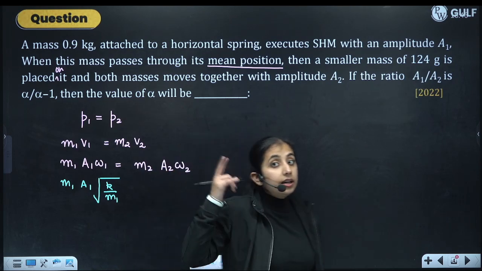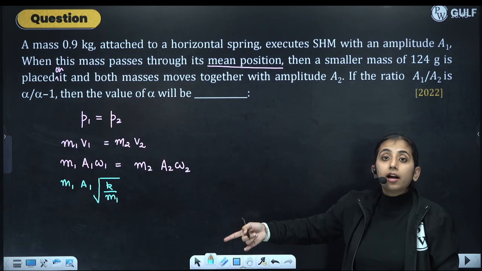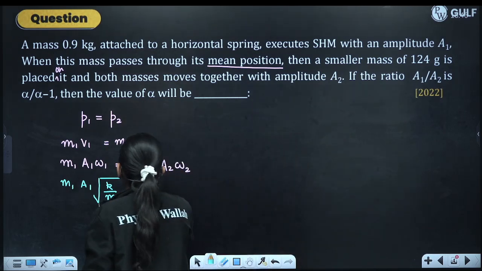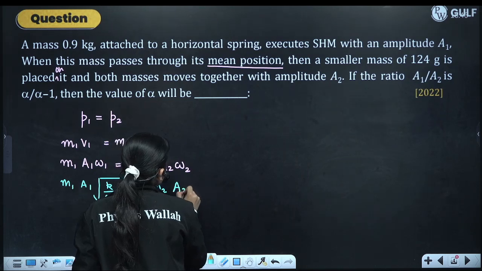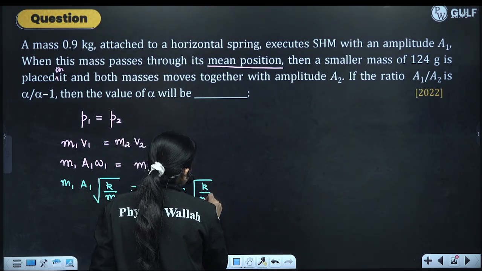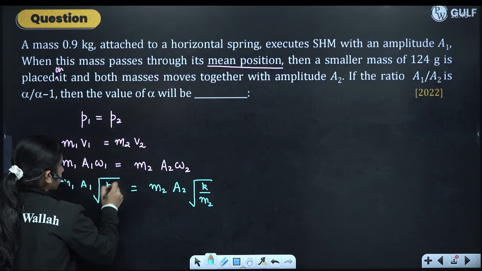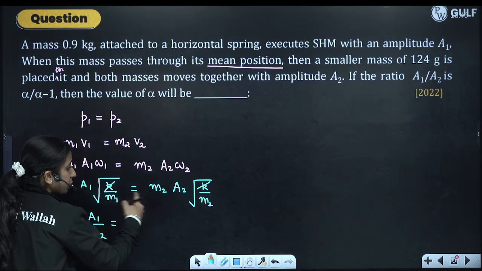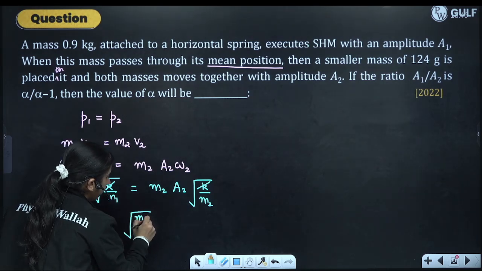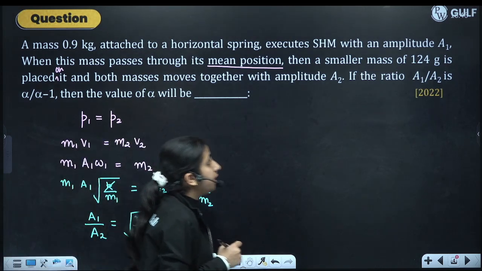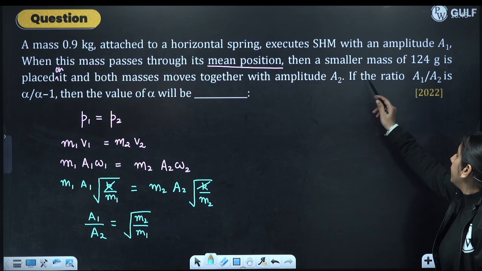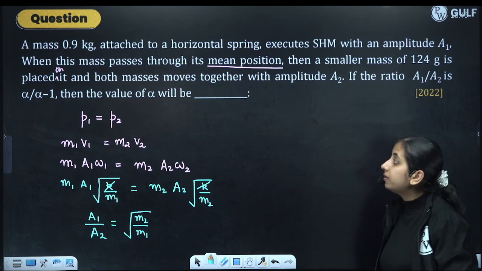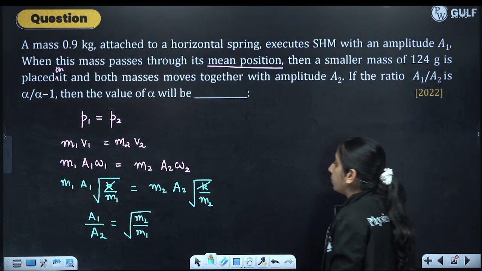Earlier, m was attached to a spring, so omega was under root k by m1. Now it will be m2 into a2 into under root of k by m2. From here k gets cancelled. If we see a1 by a2, this will be equal to under root of m2 by m1. We have to find the ratio. If the ratio of a1 by a2 is equal to alpha by alpha minus 1, then we have to find alpha. This is a NAT type question.